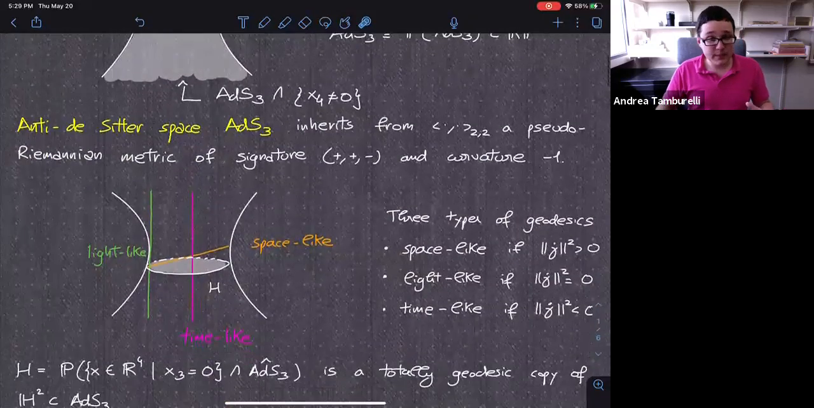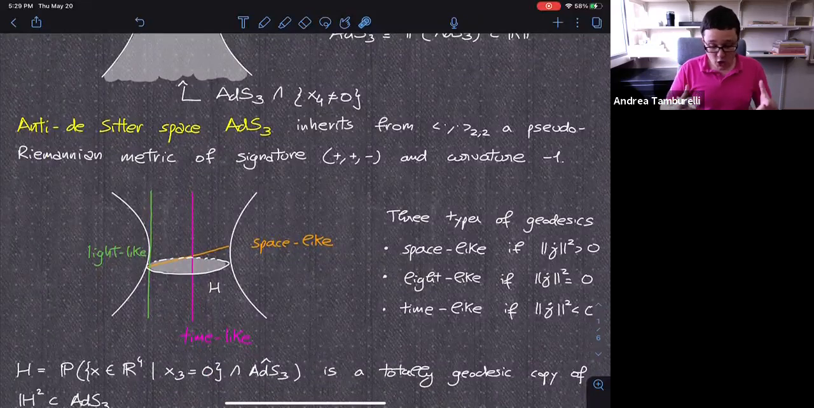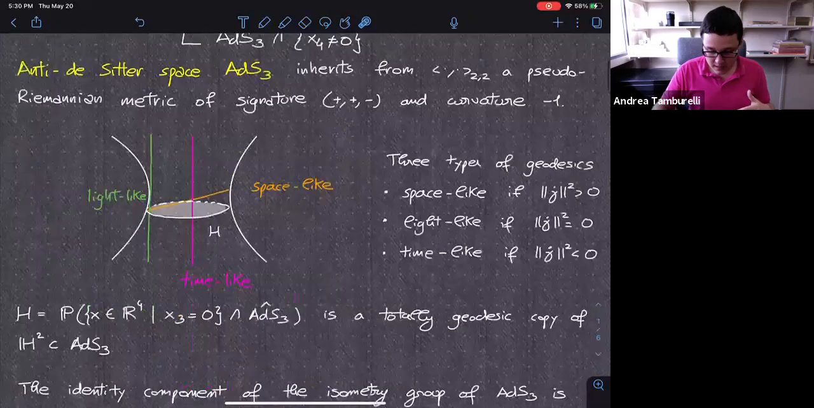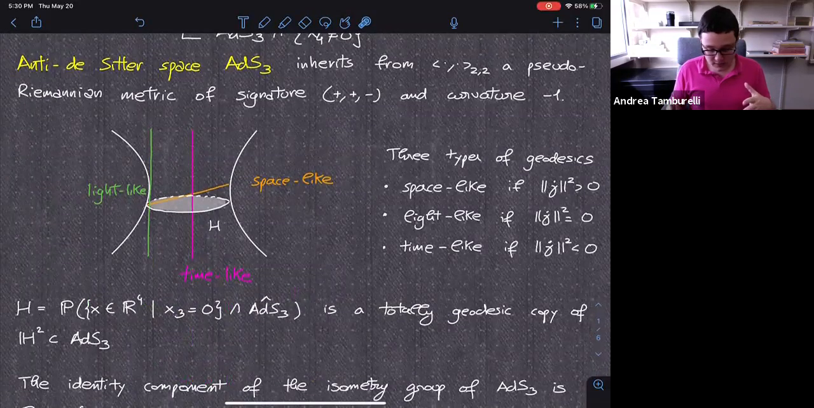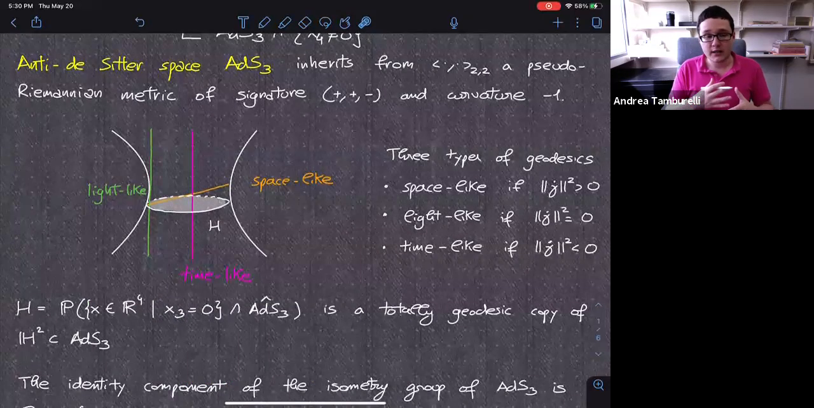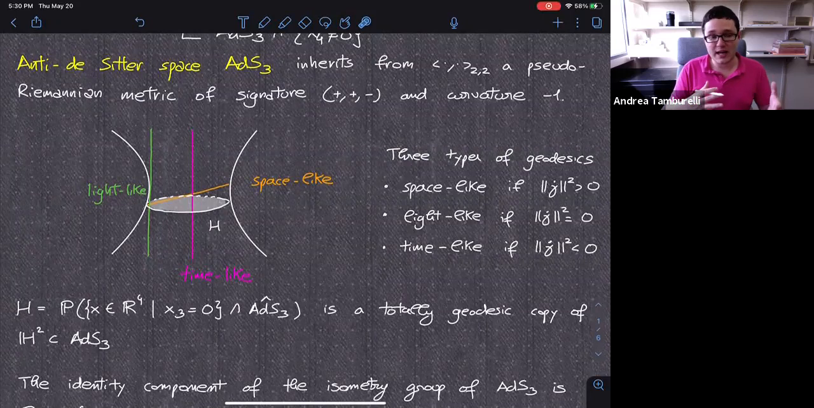Okay. So exactly because the metric on this space has signature 2, 1, we can distinguish three different kinds of geodesics according to whether the tangent vector has positive, 0, or negative norm. So we talk about space-like, light-like, or time-like geodesics. And in this model, those are simply given by straight line segments, and you can distinguish the type of the geodesic by looking at how many intersection points you find between the quadric and the line segment.